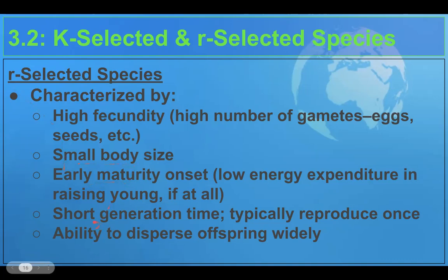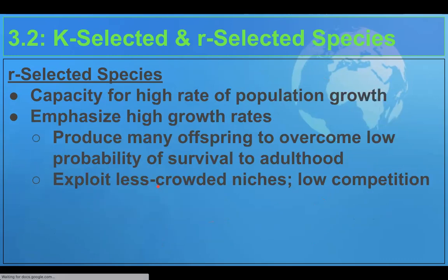The R-selected species have a short generation time, meaning that it does not take very long after a species is born to go into reproductive age. They typically only reproduce once, but again, they have lots of offspring in that one reproduction cycle. The big thing about R-selected species is they have a lot all at once, and they can disperse offspring widely. Because of that, R-selected species have a capacity for a much higher rate of population growth. So their populations will grow much faster than our K-selected species will.